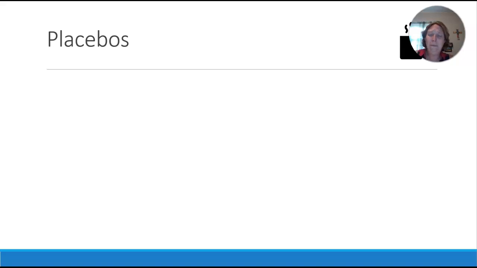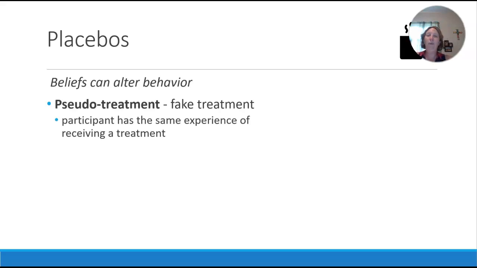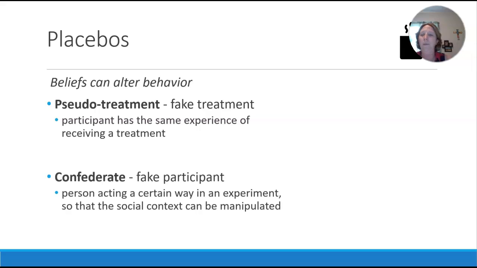And what's a placebo? I'm just using that word like you should know, right? Well, a placebo is important because what we believe can actually impact our behavior. So if we believe we're drinking coffee, we will believe that we're alert and happy and hyper, perhaps. So placebos are pseudo treatments, in other words, fake treatments, where a participant has the same experience of receiving a treatment, but they don't actually. So like our brown flavored water.